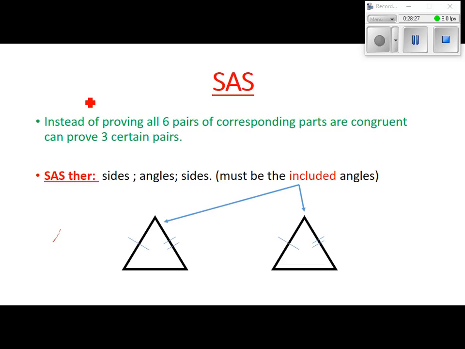Couple of the homework problems, they're going to give you a couple of triangles. My triangles don't look like they're the same as each other, but we're going to say that they are.